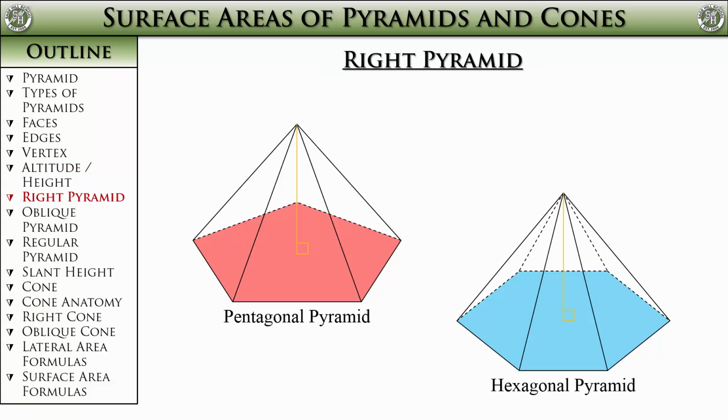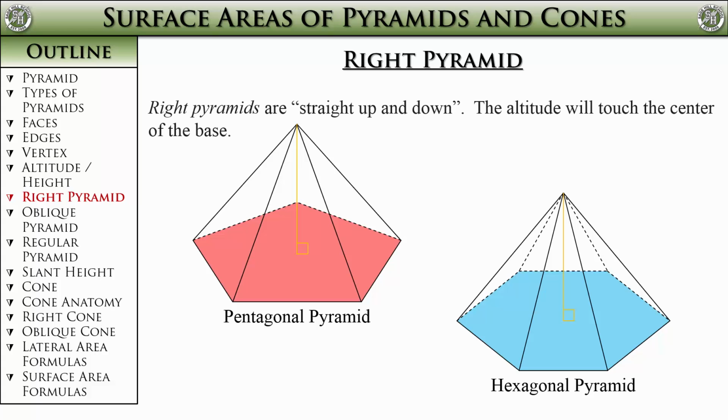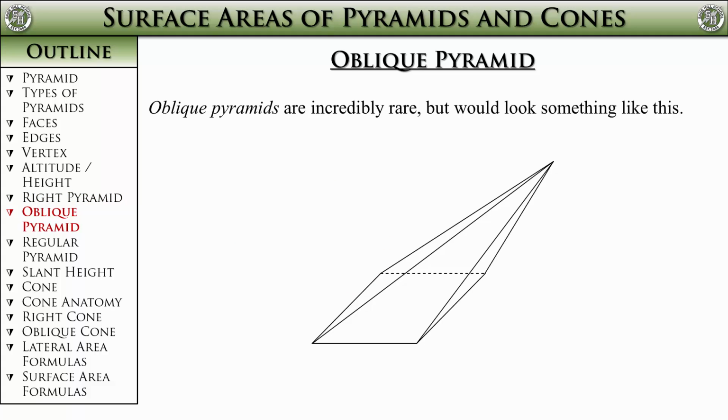Considering what a right prism is, you might have been able to guess that a right pyramid are the ones that are straight up and down. The altitude will touch the center of the base in a right pyramid. Oblique pyramids are incredibly rare, but would look something like this. This is another instance where you can assume a pyramid is a right pyramid unless you are told otherwise.